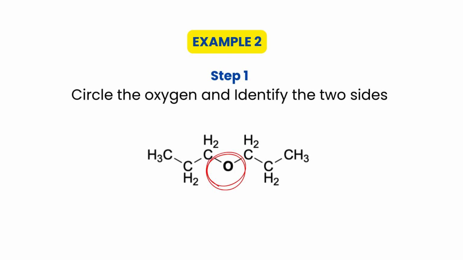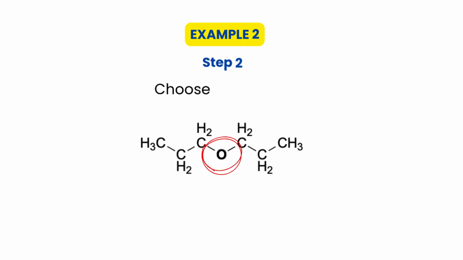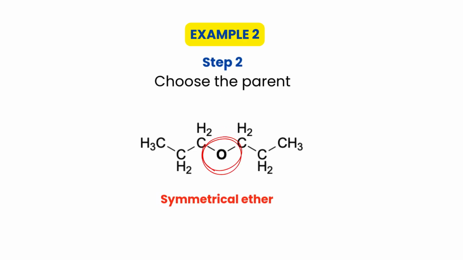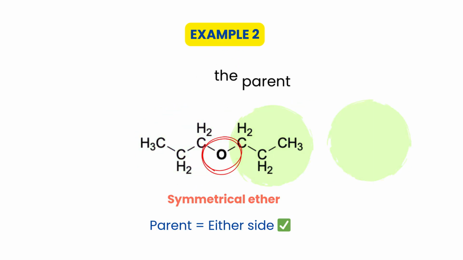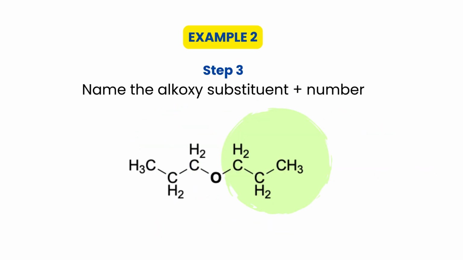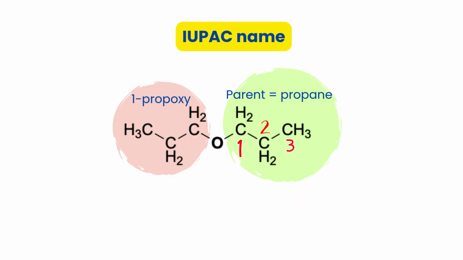First, circle the oxygen. That splits the molecule into 2 sides, and here, both sides are propyl. Now step 2. Choose the parent. This is a symmetrical ether, so both sides are the same. That means either side works as the parent. Now step 3. The parent is propane, and we number the parent starting from the oxygen. The other side is propyl, so the substituent is 1-propoxy. And putting it all together, the IUPAC name is 1-propoxypropane.